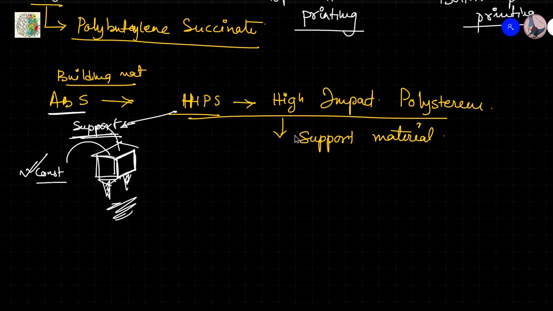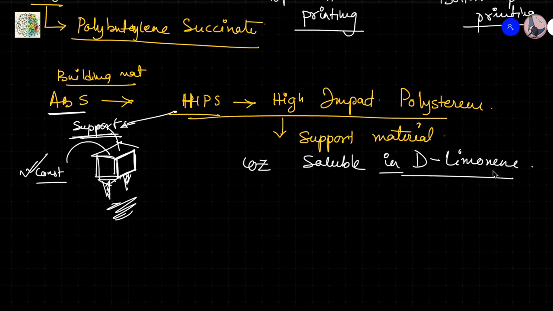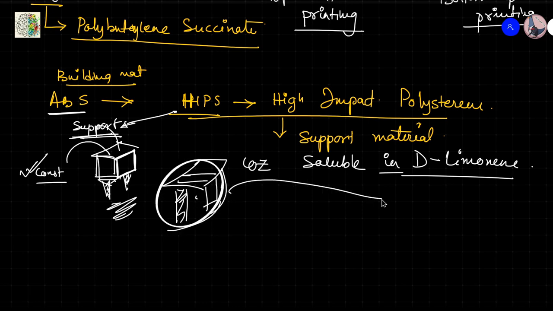Why? Because these HIPS are soluble in D-limonene. D-limonene is actually a solution. So suppose you are making some part, and in that part there are some support materials here and there. After processing this entire object, directly put it in D-limonene, and this support material will get dissolved and you will be left with the ABS plastic model. So that's why we use HIPS with ABS. Okay, this is something to remember.